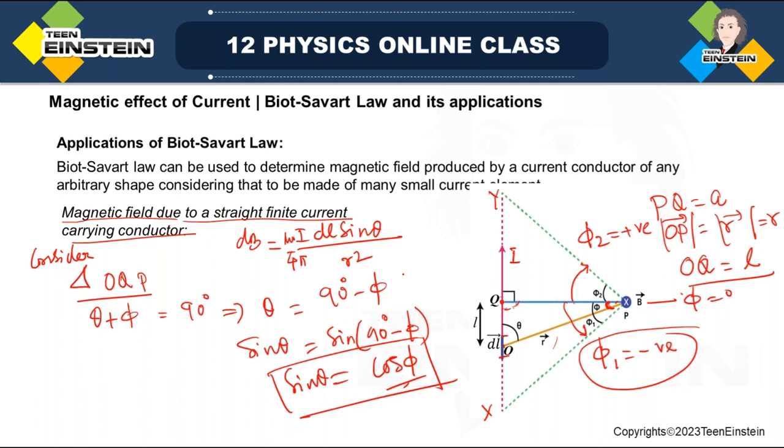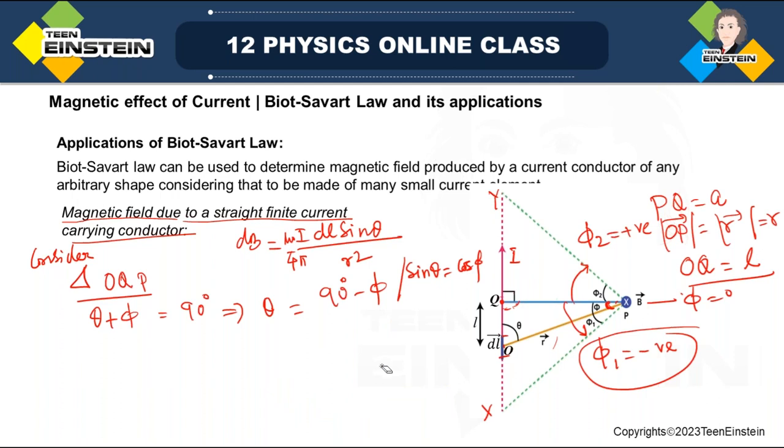Okay, so I'll just keep it here somewhere. So sine theta is equal to cos phi. That we have learned already. Now we'll see what is cos phi according to the geometry. Cos phi is base by hypotenuse, so this is a by r. Cos phi is equal to a by r. R is the magnitude of the position vector.